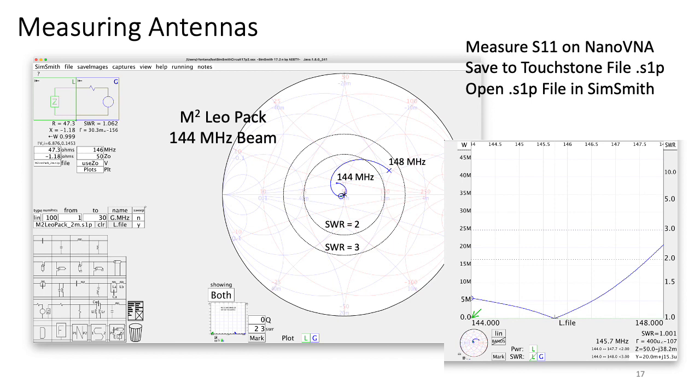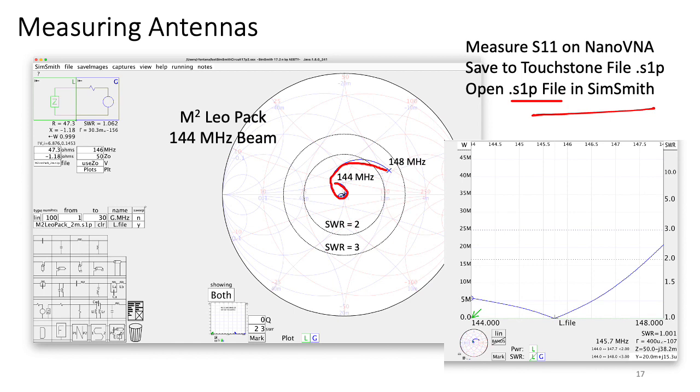What I did next was I generated the S11 characteristics, which occur automatically on the Nano, and I downloaded them to a Touchstone file, which is called a .s1p file in this case. These were then loaded into SimSmith, and here you can see a depiction of the trajectory of the impedance of that M² Leopard antenna as a function of frequency. I've plotted here the SWR equals 2 and SWR equals 3 circles, so you can see that the performance is actually quite good as I get closer to the low end of the band, which is a satellite portion of the band.